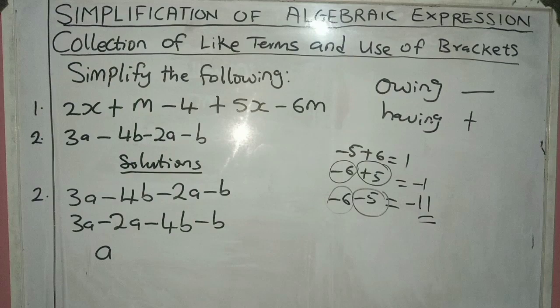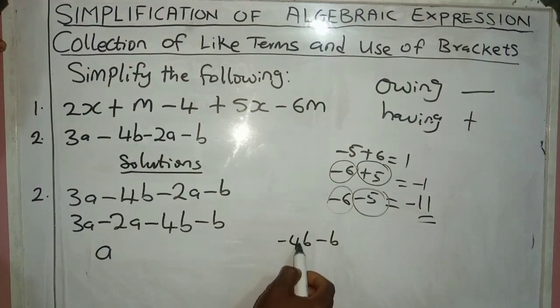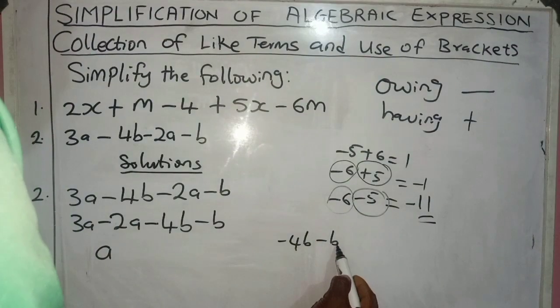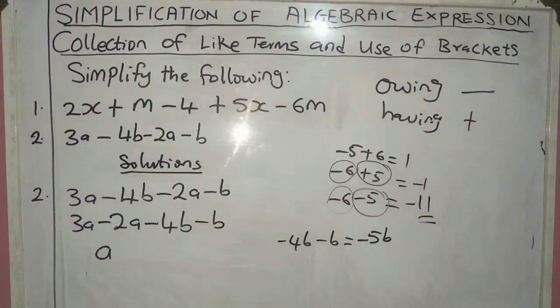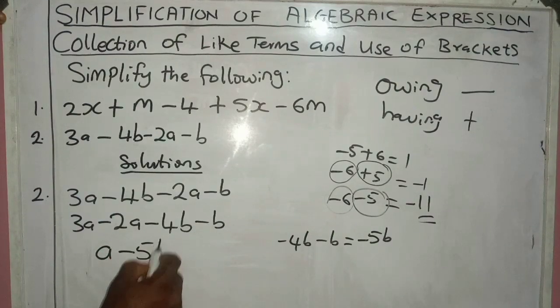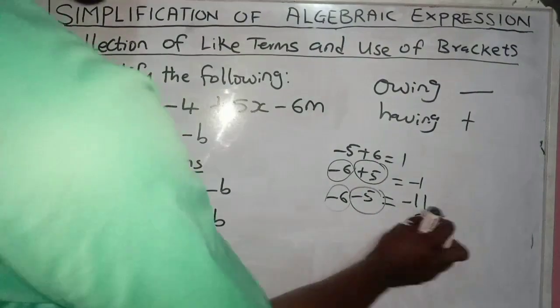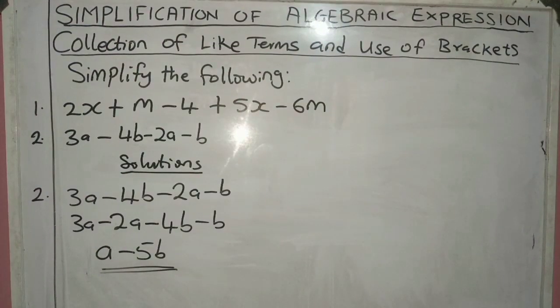Now going back to our question. Here we have minus 4b, then minus b. It's like owing 4 bananas and owing 1 banana. How many bananas are you owing altogether? That's minus 5 bananas. That's minus 5. I hope this is quite clear. So minus 4b minus 1b will give us minus 5b. That becomes the answer to this very question. I hope this is quite clear. You can watch it again to understand it better.